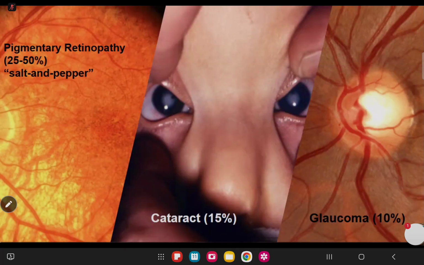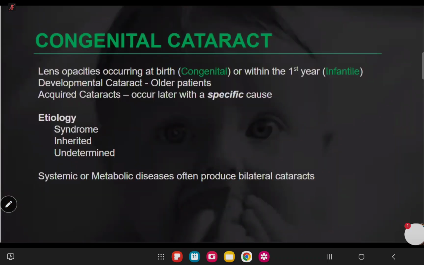So these are the typical or the usual ocular findings for your rubella. Next would be your congenital cataract. Lens opacities occurring at birth are considered congenital, or within the first year, infantile. So if it's noted at birth, we call it congenital, or if it's noted within the first year, it's infantile. For those having developmental cataract, it is seen in older patients.